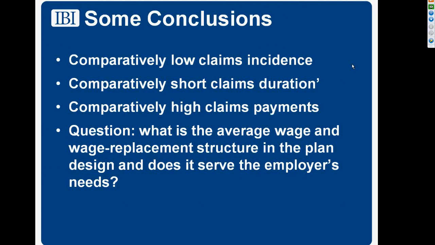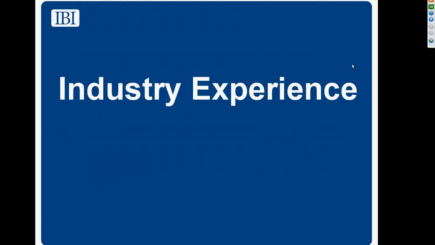So the question that one would ask from this information is, first of all, what's the average wage and wage replacement structure in the plan design? This may be a workforce of very well-paid people, and when they're on disability, their payments are high because of their wage. It also may be this employer has a plan design that is very rich and pays people a very large percent of their wages when they're on disability. But looking at this, these exhibits really get you to some very specific questions that you might want to ask if you're an employer.